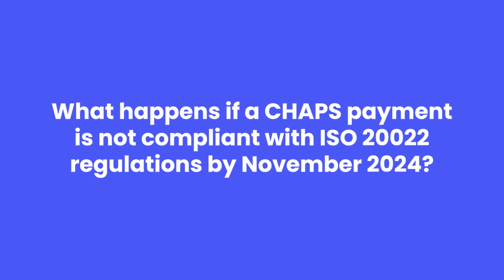What happens if a CHAPS payment is not compliant with the new ISO 20022 regulations by November 24? The short answer is it's going to fail, right? So what that means in reality is you're going to get a phone call from your bank, okay? Because they're not going to be able to send that payment instruction on to the Bank of England, who run the CHAPS infrastructure. And the bank will phone you up and ask you for the missing data, whether that's a purpose of payment code or an address or whatever it is. Once they've got that data, they will add it to the payment and then send the payment on its way.